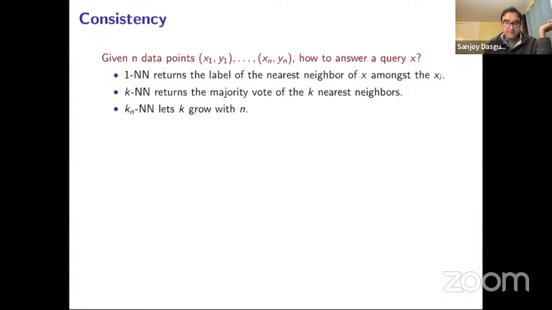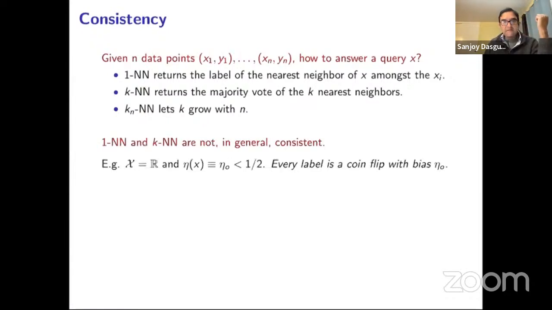So here are three options. We could just look at its very nearest neighbor, that's one nearest neighbor, or we could look at its k nearest neighbors and give the majority vote, or we could do k nearest neighbors, but let k grow as the training set grows. It turns out that the first two options are not consistent. For example, one nearest neighbor is not consistent. And here's a simple example of why.